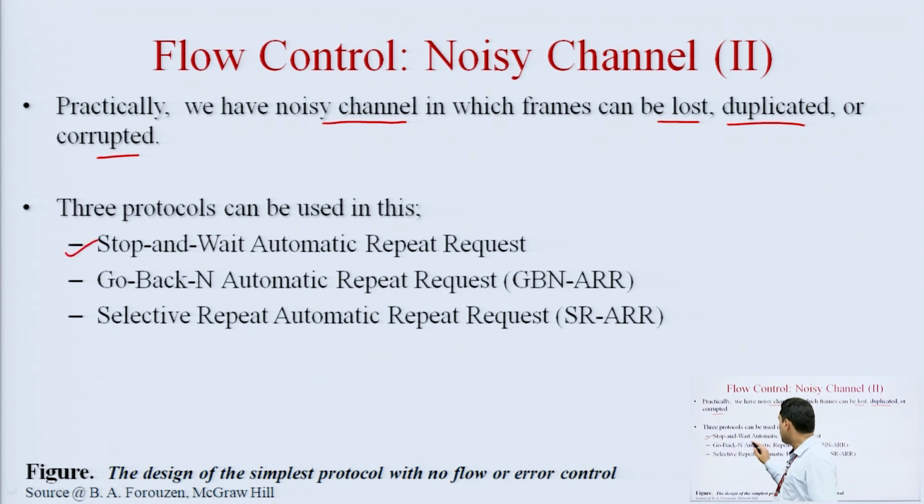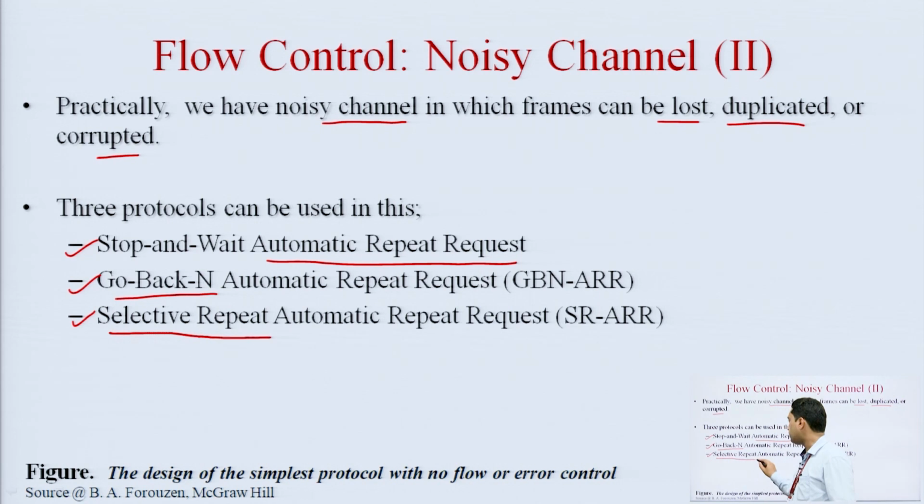Stop and wait with automatic repeat request: if after a specific time I am not receiving the acknowledgement, I will ask again. So, this is automatic repeat request. Next, go back N, and the third one is selective repeat. In the university exam you might see a question on the difference or the working, for 5 marks or 10 marks.